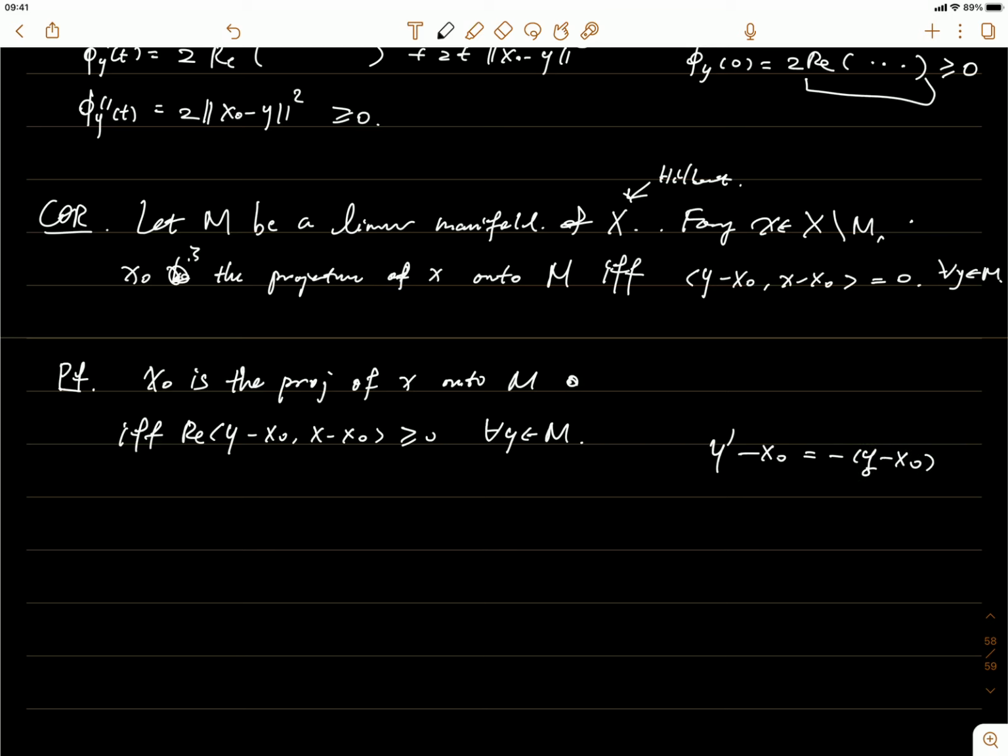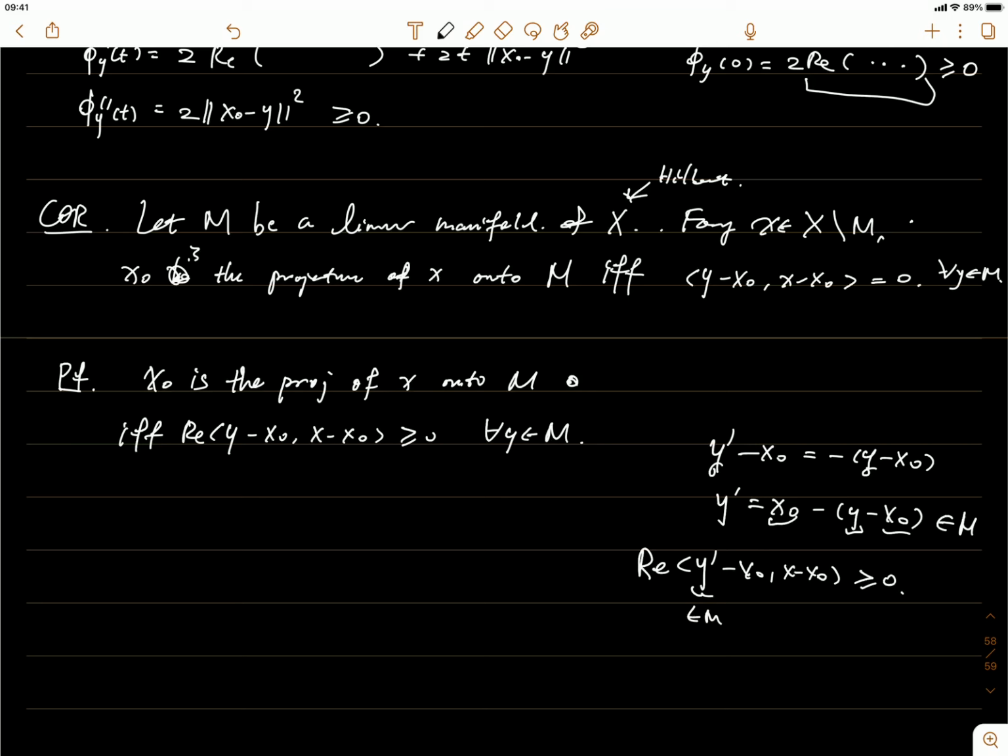Let's say if this is the case, then y prime is just x naught minus y minus x naught. But this is still in M, since x naught is in M and y is in M, so this is a linear combination of them. But by choosing this y prime, we'll be able to see that the real part of y prime minus x naught, x minus x naught, is also in M, so that means this is also greater than or equal to 0.